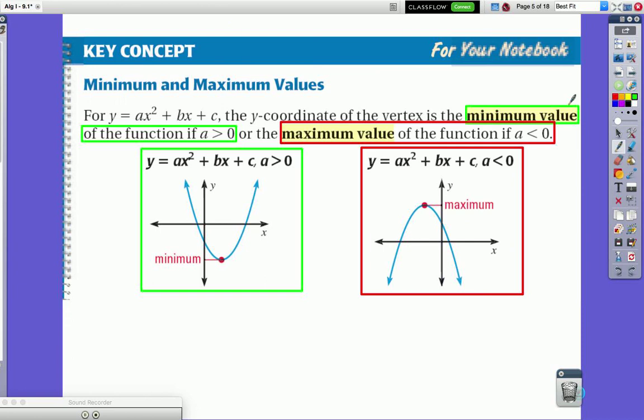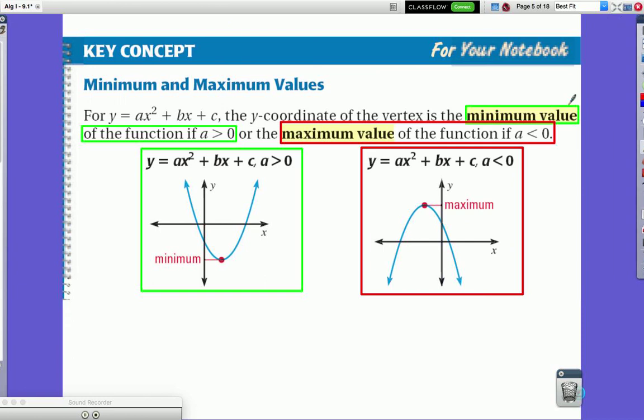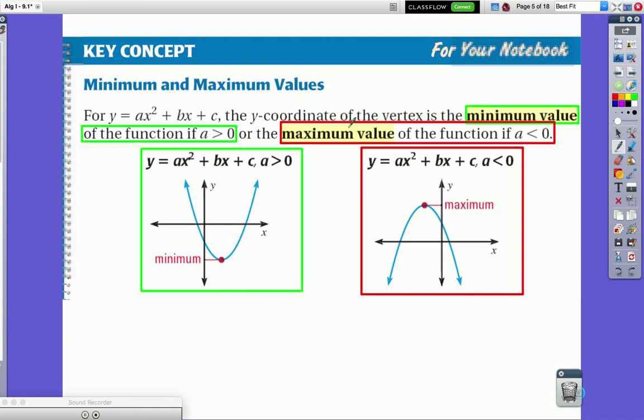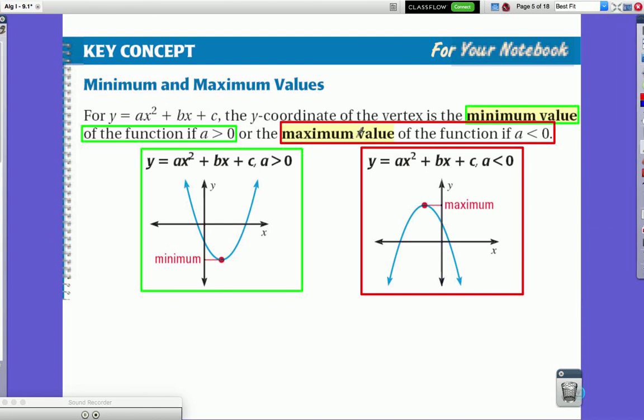Okay, so now looking at the graphs, this is what a graph will look like, right? This is a graph that opens up, this is a graph that opens down. If you notice, we are going to have what's called a minimum and a maximum value. It tells you minimum happens when A is greater than 0, maximum when A is less than 0. I think it's easier just to look, okay?